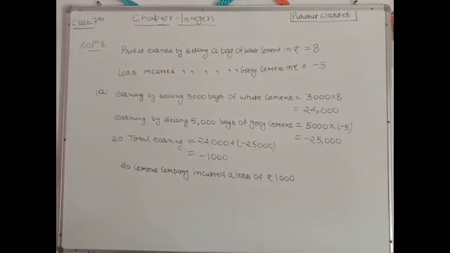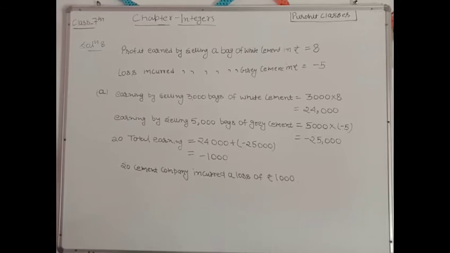Second thing is 5000 bags of grey cement were also sold. So earning by selling 5000 bags of grey cement will be given by 5000 into earning by selling one bag of grey cement, that is minus 5, and that will become minus 25,000.